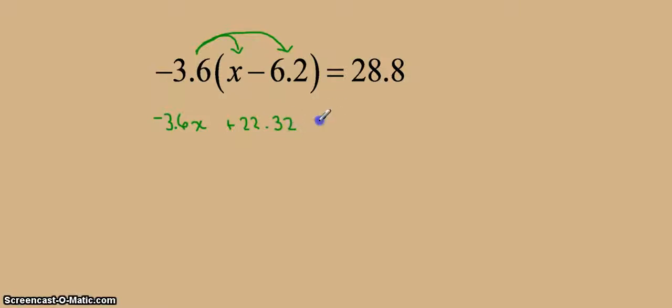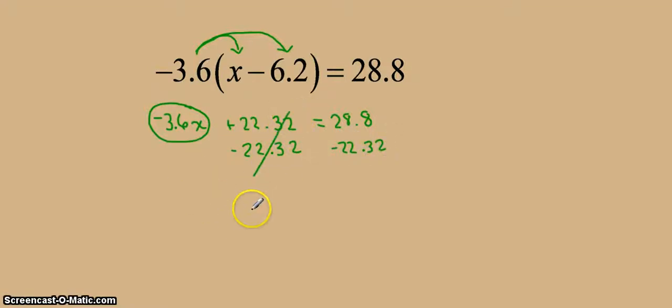22.32, which equals 28.8. So we need to get the x term all alone. So we need to get rid of the constant term. The opposite of adding 22.32 is to subtract 22.32, and we need to do that to both sides of the equal sign.